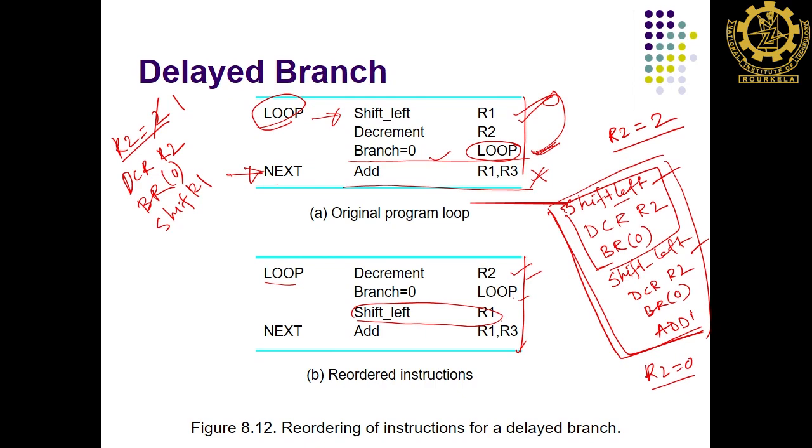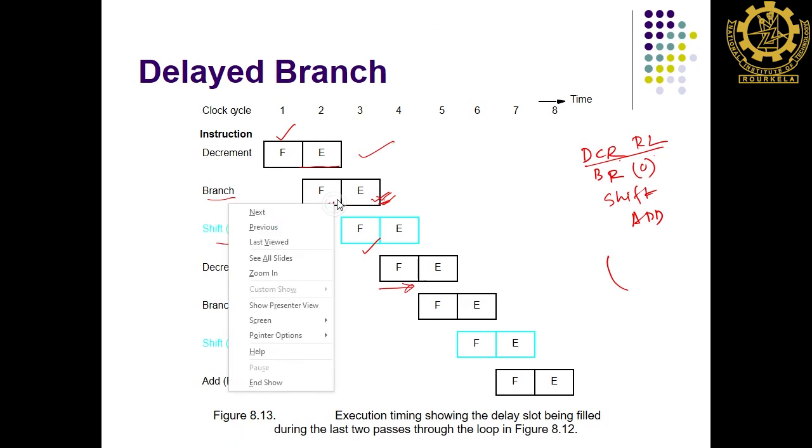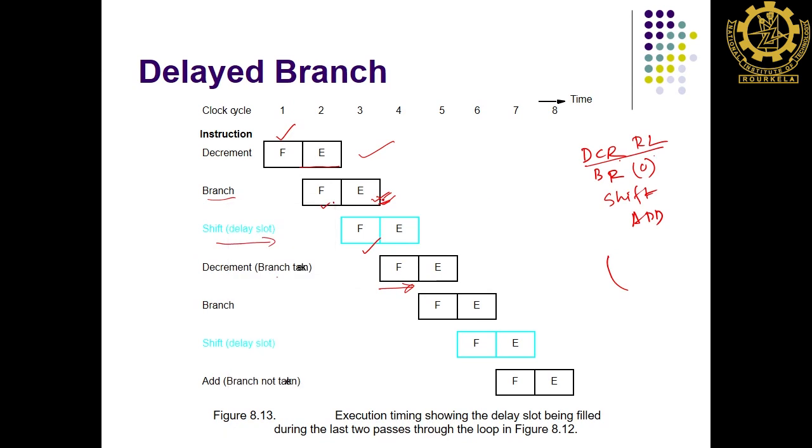Now, what I did, we changed the order. Now we will see whether we are able to do the operation, that is shifting R1 twice, or not. So, now you go here. First we decrement it. Now the branch instruction started executing its fetch, and while executing the branch instruction, it will realize that it is a branch instruction and then it will execute.